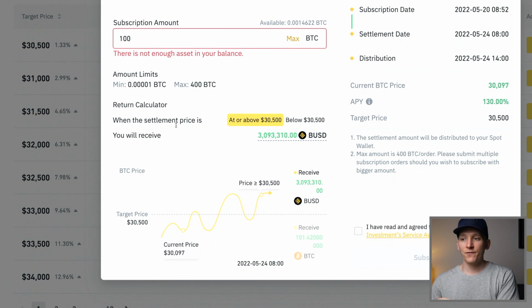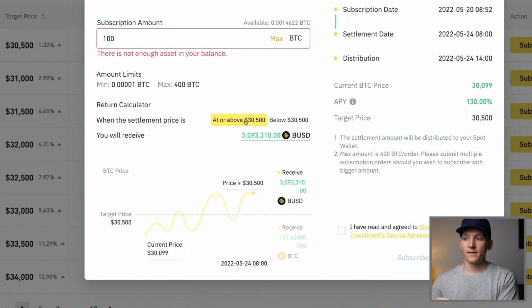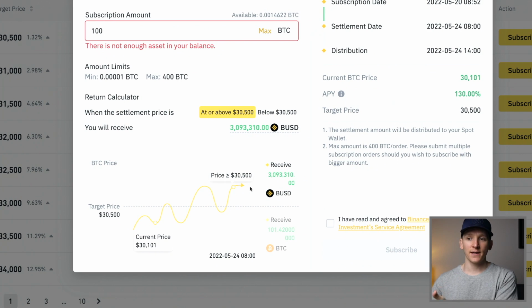So if the settlement price is at or above 3,500, you can see right here, this target price, we will have to sell that Bitcoin. We will receive BUSD plus our premiums. But the only reason they will exercise that is if they are getting a better deal. So we will get a slightly worse deal for selling our Bitcoin, and we have the risk of having to sell our Bitcoin. If the price doesn't reach that, we keep our Bitcoin and we receive the yield as well.